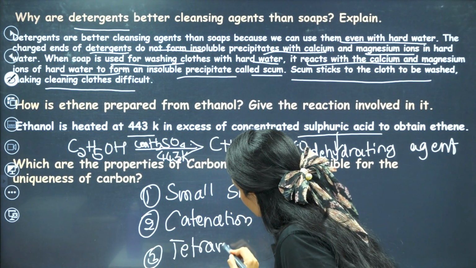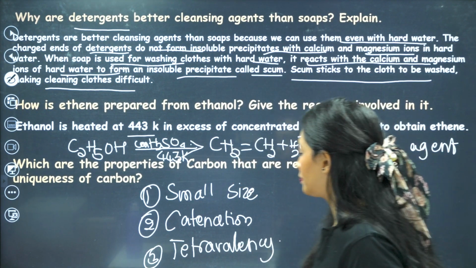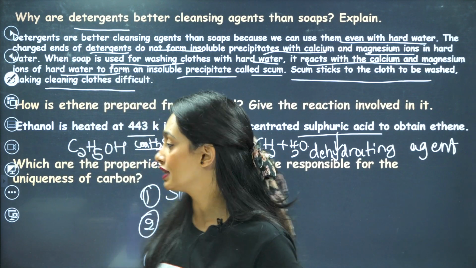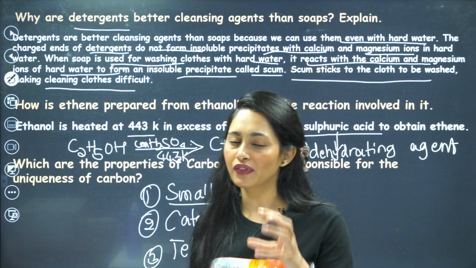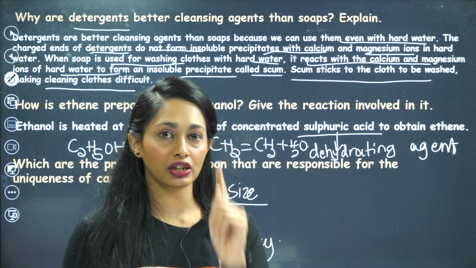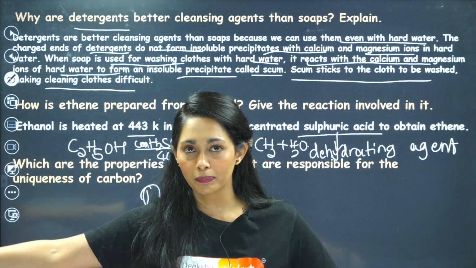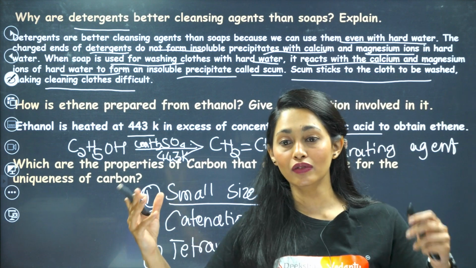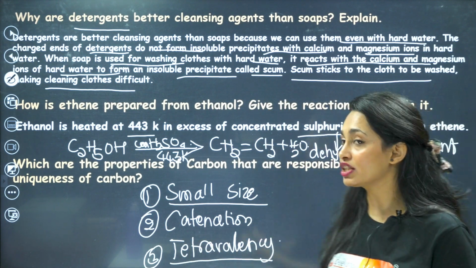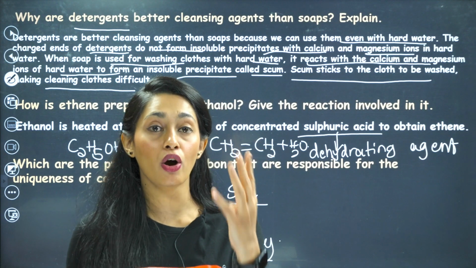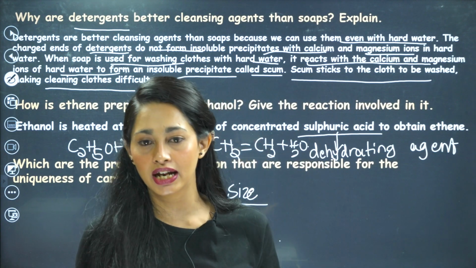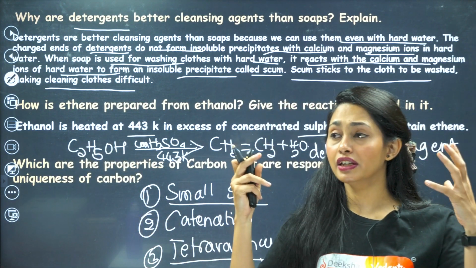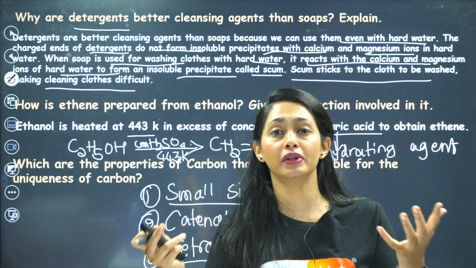Catenation is the ability of carbon to form bonds with other carbon atoms; the self-linking capacity of the carbon atom is catenation. Small size: carbon is a very small atom with the electronic configuration 2,4. Even when it forms huge complexes, there is not much interelectronic repulsion. That's why the compounds are very stable. Next, tetravalency. The valency of carbon is 4. It can form bonds with 4 different atoms or 4 carbon atoms, leading to the formation of huge and innumerable compounds.